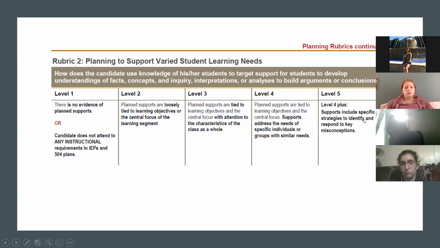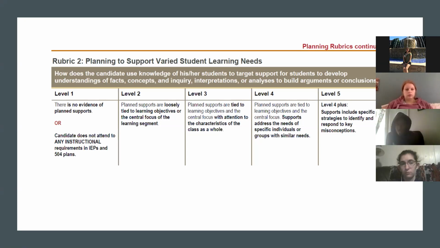Supports level 5, the supports include specific strategies to identify and respond to key misconceptions, right? So my idea of stations, I might want to talk about in the stations, maybe in station 3. I know one of the big misconceptions is that Africa is a country and not a continent, right? So in the station about Africa, I go in and I talk specifically to students about, hey, I want you to think about how people talk about Africa. Do they talk about it as a continent, or do they talk about it as a country, right?